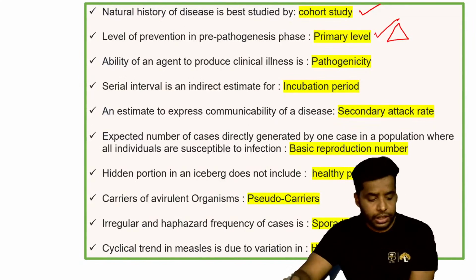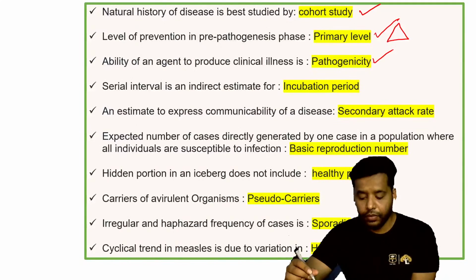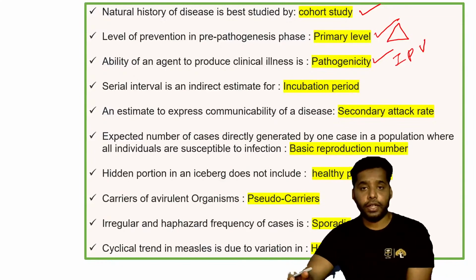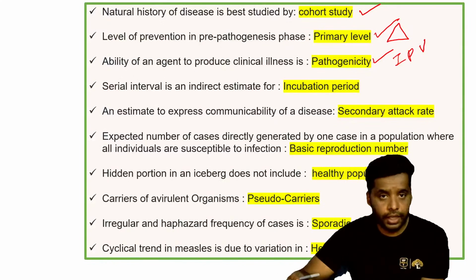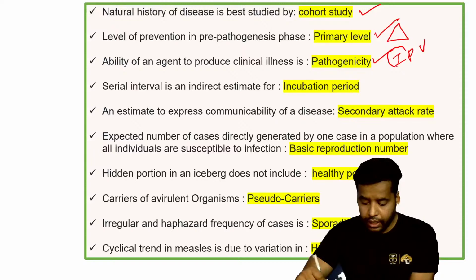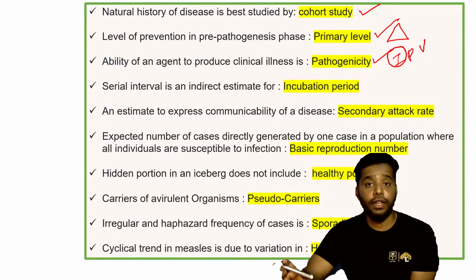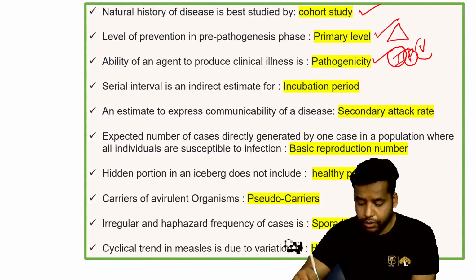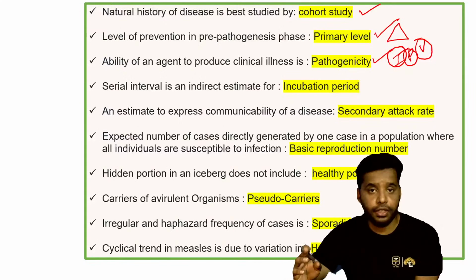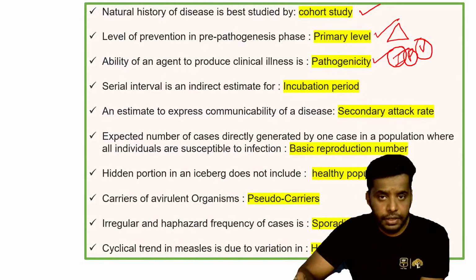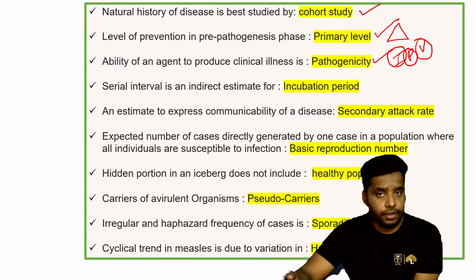Ability of an agent to produce clinical illness: pathogenicity. There are three words: infectivity, pathogenicity, and virulence. IPV. Infectivity is the ability of an agent to invade and multiply in the host. If I say invasion and multiplication in the host, that is infectivity. Producing clinical illness, pathogenicity. Producing death, fatalities, that is virulence. Repeat my words: invasion and multiplication, infectivity; illness, pathogenicity; deaths or fatalities, virulence.